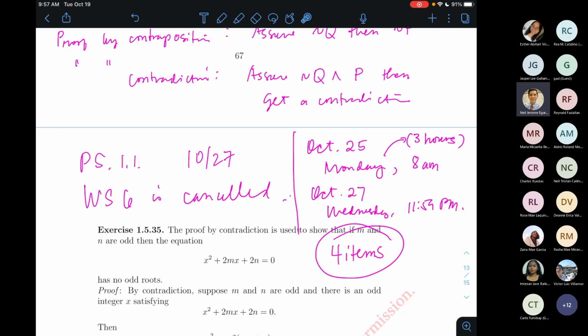All right? So, is that fine? Does that sound good? Ito na yung chance nyo para mag-haggle about the problem set. Kasi once binaba ko tong call, ito na, final na to. Any objections? Any amendments?